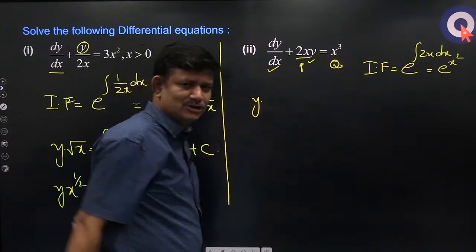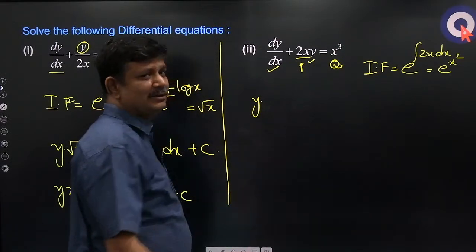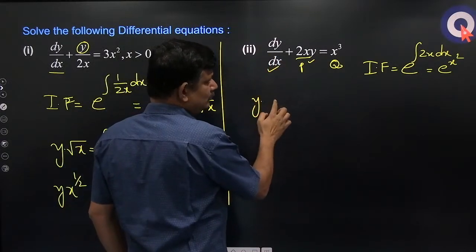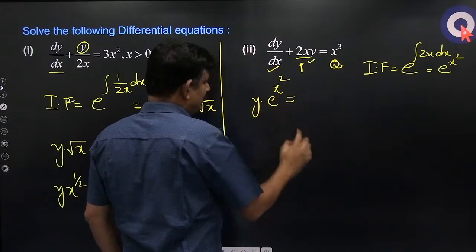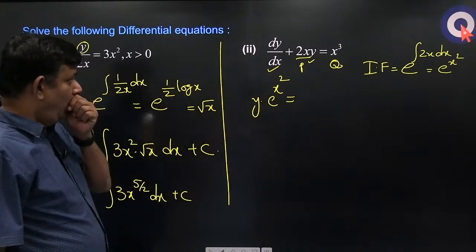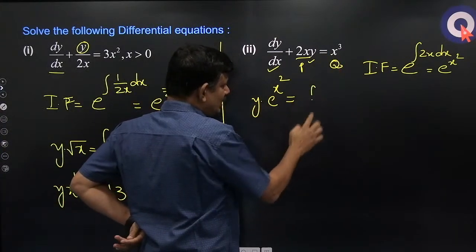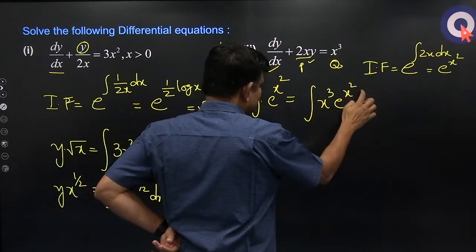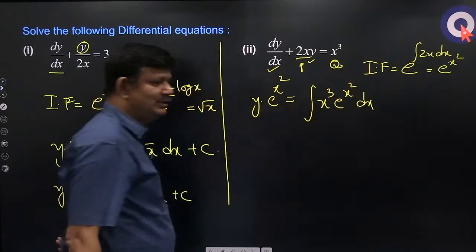There is no need to put c in the integration factor. Never put c in the integration factor. It does not make a difference, but there is no need. Okay. y into e power x square will be equal to, what will be the solution? y into IF is equal to integral of x cube into e power x square dx, q into IF dx.